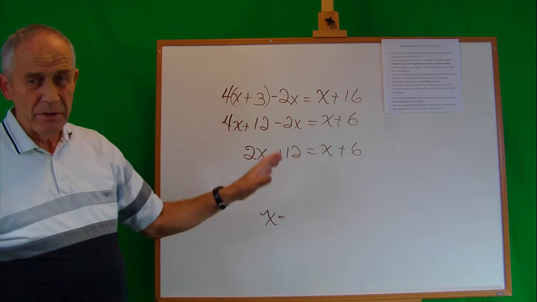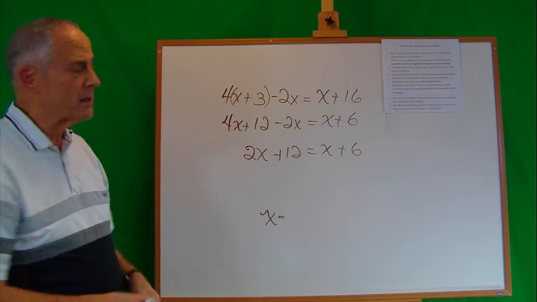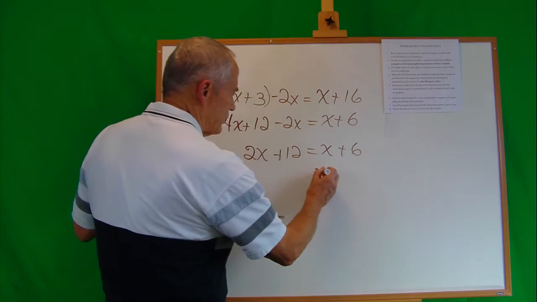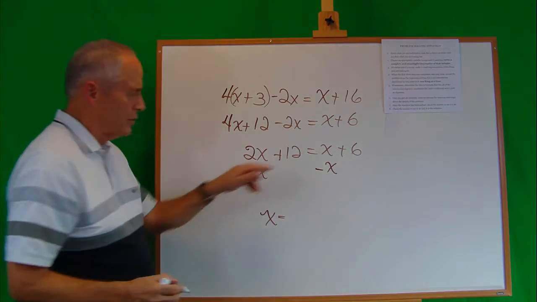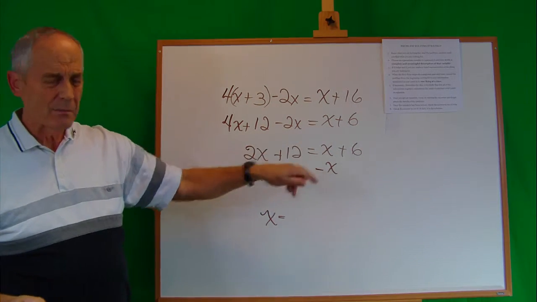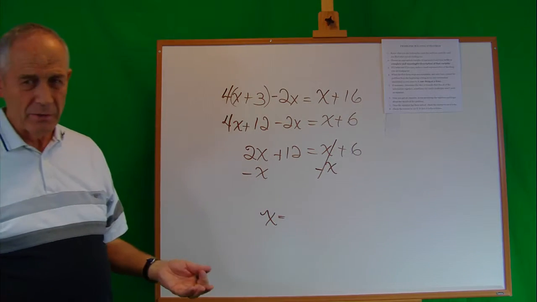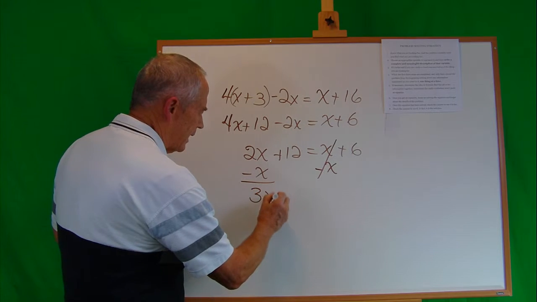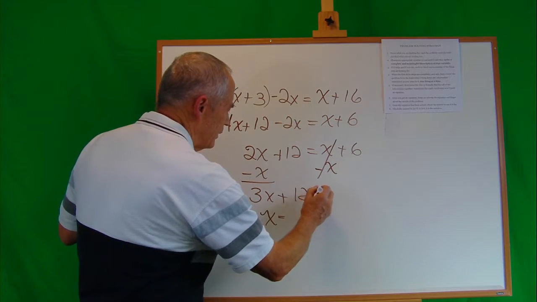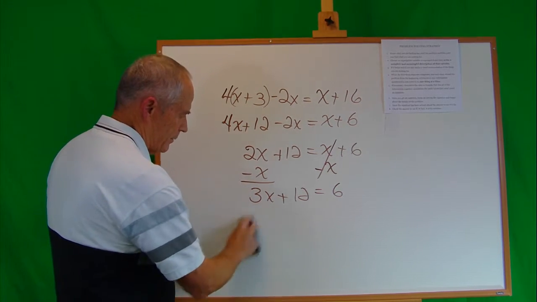Whenever there's not a sign written, it's understood to be positive, so that's like plus x. We remember subtraction undoes addition, so we're going to subtract an x. Now sure enough, x subtract x is gone, so they cancel each other out, which is what we wanted. Over here, we're going to have 3x plus 12 is going to be equal to 6. Didn't allow myself enough room here, so.